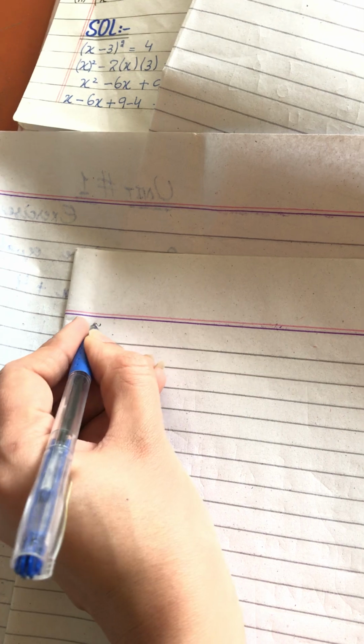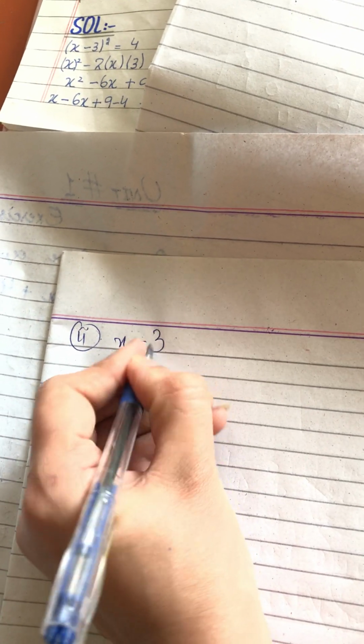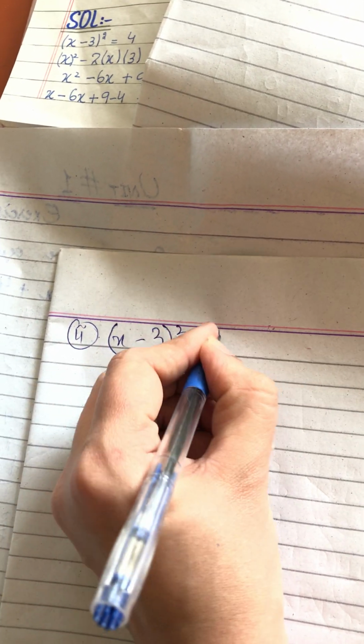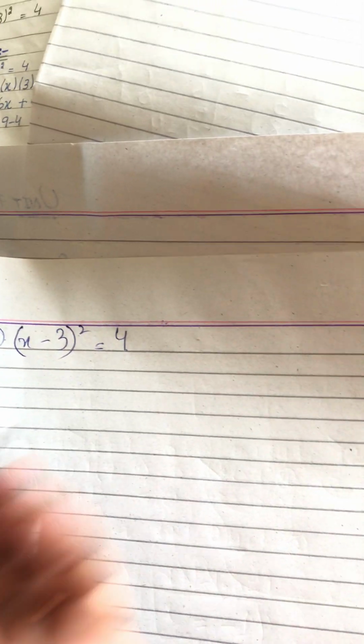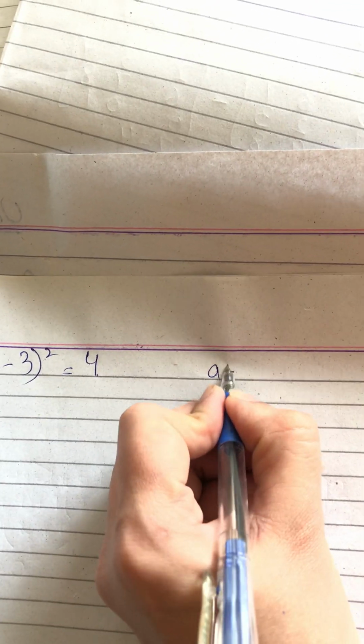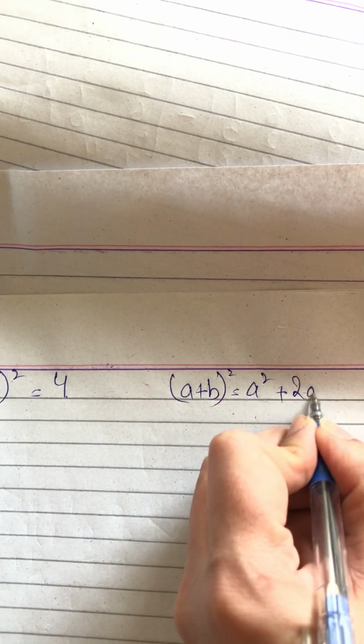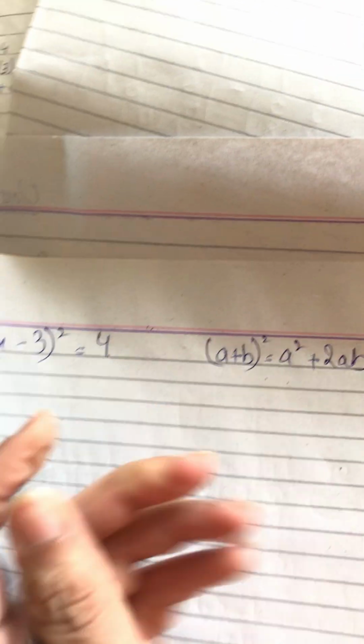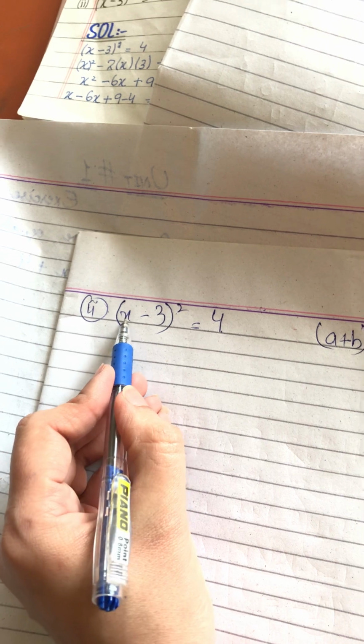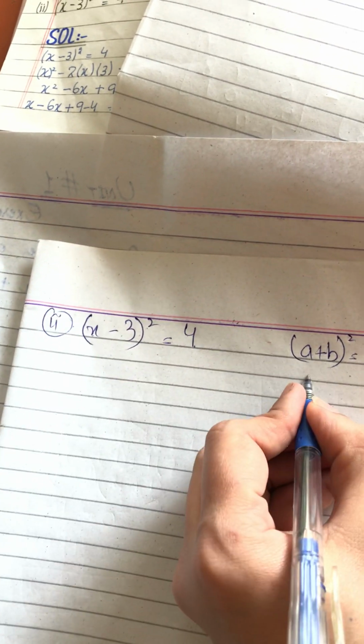Now question number 2. Now we will do question number 2. What is the question number 2? Question number 2, x minus 3 whole square is equals to 4. You are familiar with the formula a plus b whole square is equals to a square plus 2ab plus b square. Here you can see there is x minus 3 whole square.